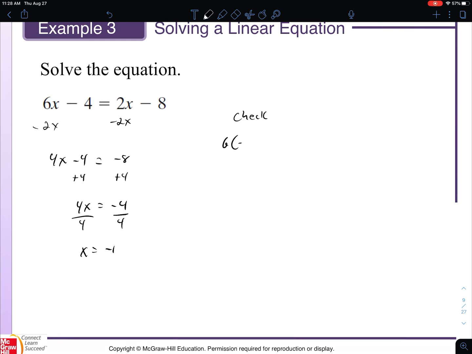So we're going to check it, right? So 6 times negative 1 minus 4, 2 times negative 1 minus 8. 6 times negative 1 is negative 6. This is going to be negative 2. So negative 6 minus 4 is negative 10. Negative 2 minus 8 is negative 10. So that checks out. So my solution is x is equal to negative 1.